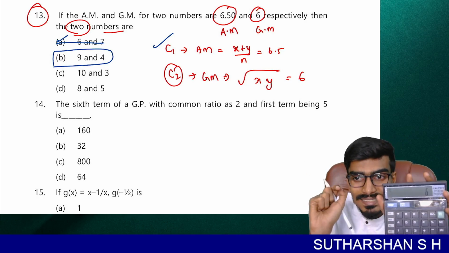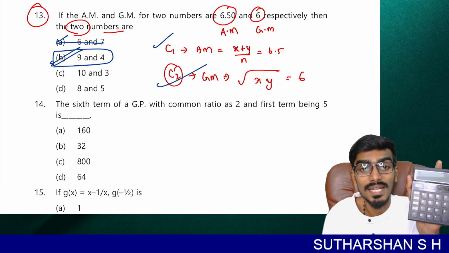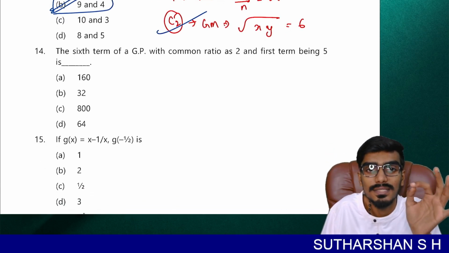You are getting exactly 6. So your answer is option B. Both the conditions are satisfied. Now come to question number 14, which is from sequence and series.